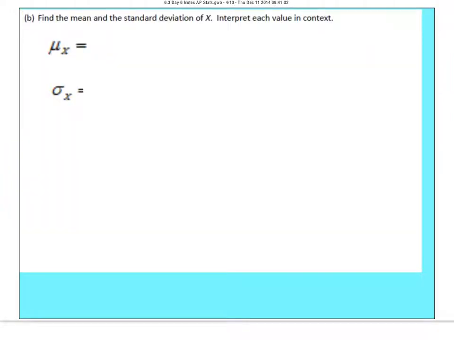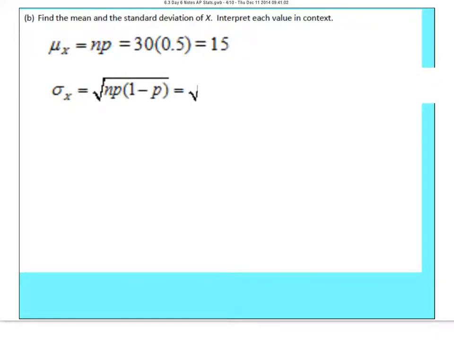Well, since we know that, we could go ahead and actually compute the mean and standard deviation. And let's use the new formula because it is binomial. The new mean is just n times p, so 30 times 0.5 means we would expect 15 students to guess correctly. Standard deviation, let's just do that one. Square root of n times p times 1 minus p.